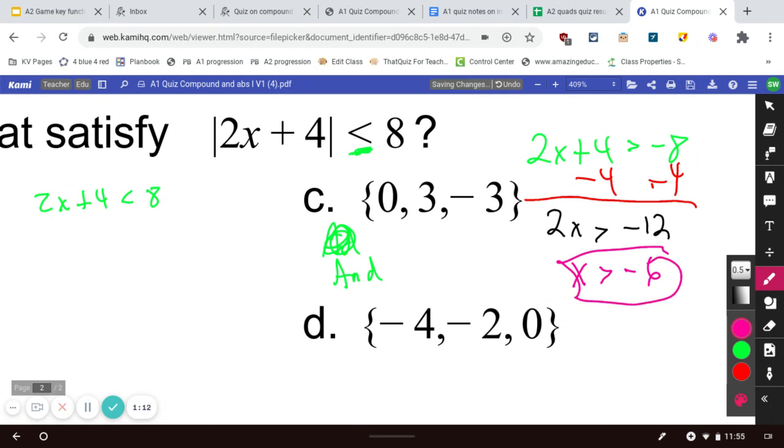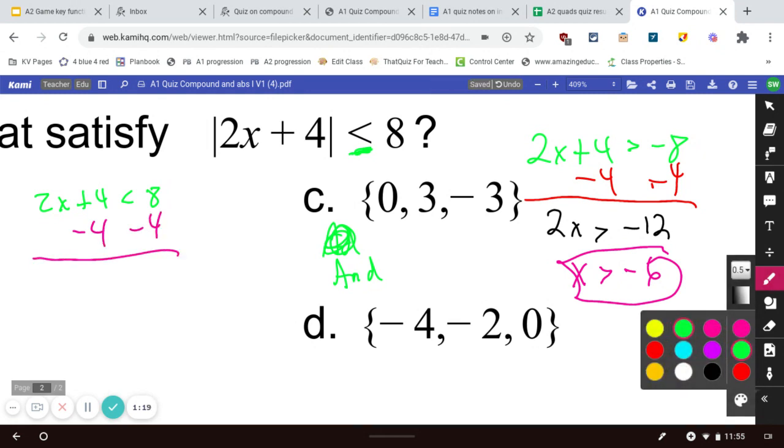And then on the green one, same steps. We're going to minus 4. And then we're going to get 2x is less than 8 minus 4 is 4. Divide by 2. And we're going to get x is less than 2.